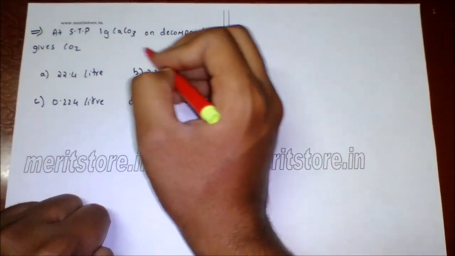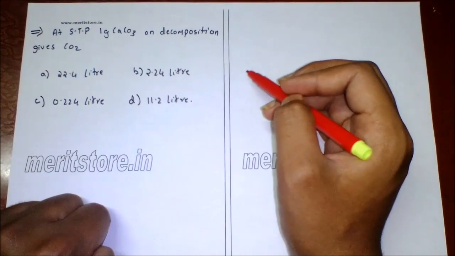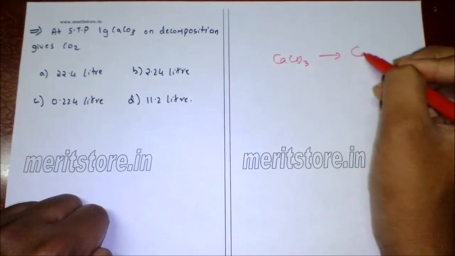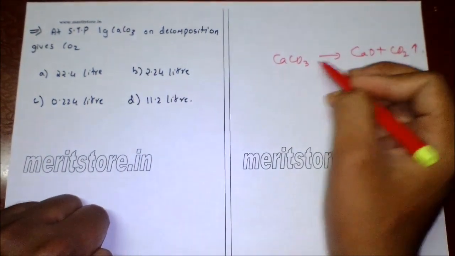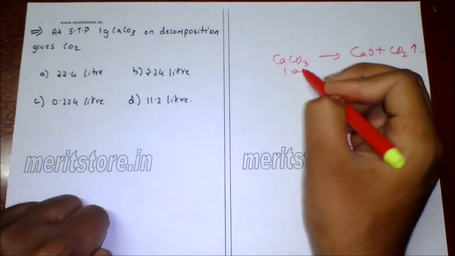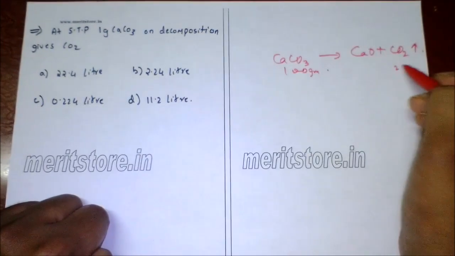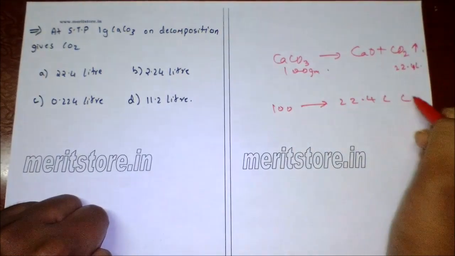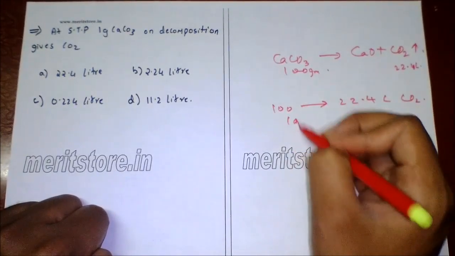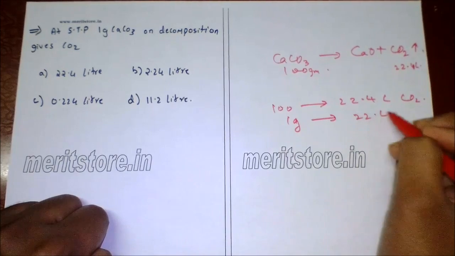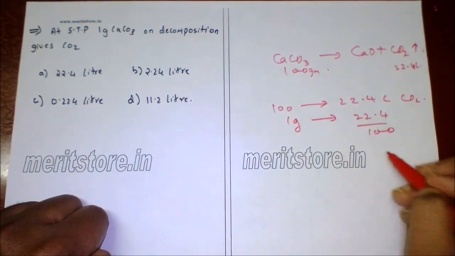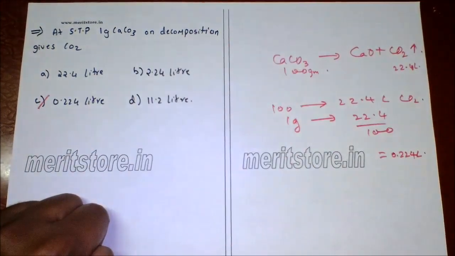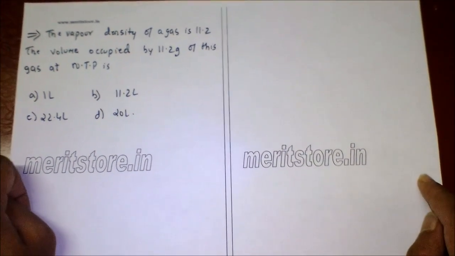At STP, 1 gram of calcium carbonate on decomposition gives carbon dioxide. We have to find the volume. CaCO3 on decomposition gives CaO plus carbon dioxide. Here 100 gram gives 22.4 liter. So at STP, 100 gram produces 22.4 liter of carbon dioxide. So 1 gram will produce 22.4 divided by 100, which comes out to be 0.224 liters of carbon dioxide. Option C.